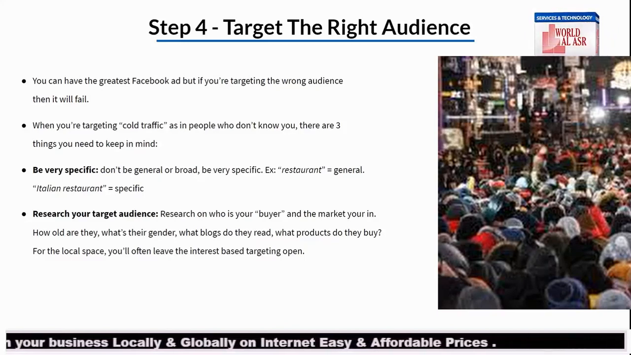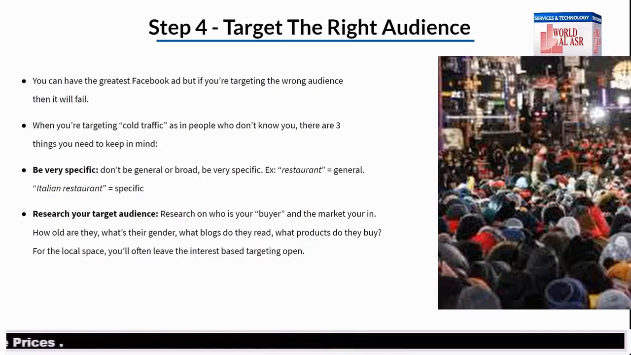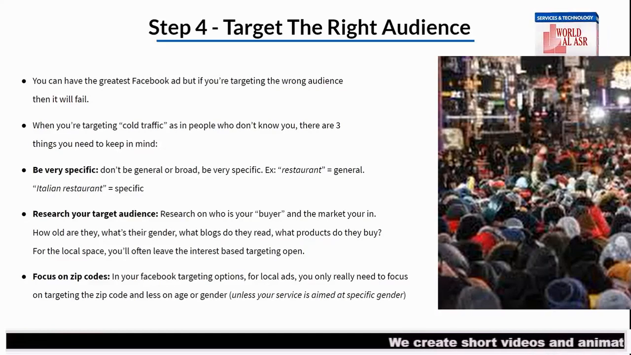So when you're working with local clients, for the most part, you're going to leave the interest-based targeting option open because you want to let Facebook do the heavy lifting for you and have them go out there and find the right individuals to show your ad to. And then you want to focus on zip codes if you want to get very, very specific, okay? Now, if you're just targeting, let's say, the customer's business location, you can do that as well. And then you can set like a 10 to 15 mile radius. But if you want to get super specific, you can just focus on the zip codes.